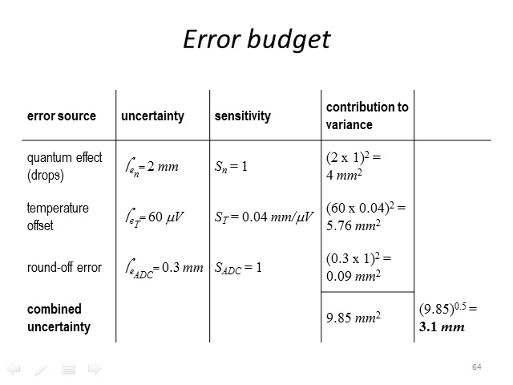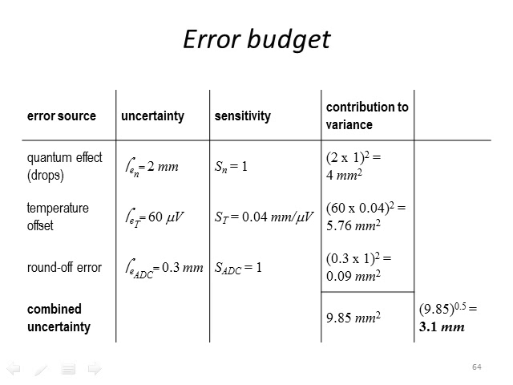Look at our error budget. We have an error source, the quantum effect of the drops, and our sigma error from the drops is 2 millimeters. The temperature offset, sigma temperature, is 60 microvolts. The round-off error from the A to D converter is 0.3 millimeters. And the sensitivity of the blocks we had earlier, we assume for the drops is 1. This is just a Poisson distribution. The temperature offset, well, we have some mu that we can estimate. And for the analog to digital converter, the sensitivity is 1.